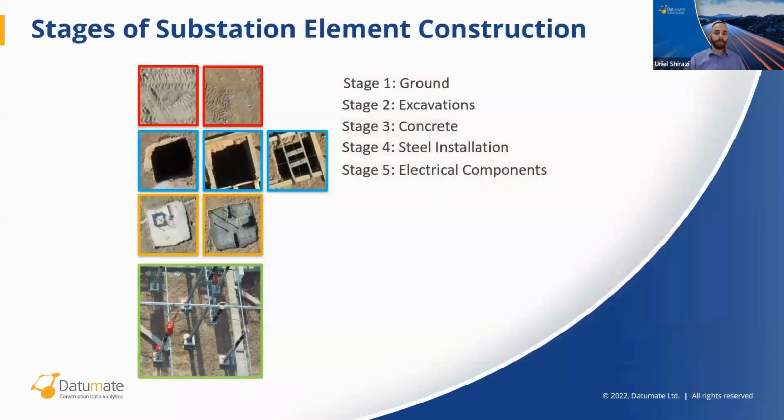And here I will explain how the process works. At the beginning, our customer provided us with images of the different stages. They didn't have to be drone images, just a hand-held camera. So stage 1 was the ground. Stage 2 are different types of excavations, as you can see. Stage 3 is the concrete works. Stage 4 and 5 are the steel installation and electrical components.